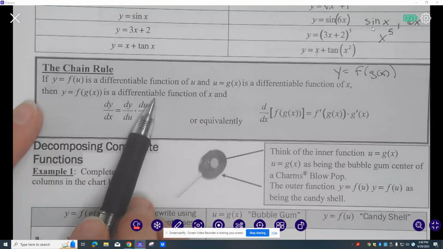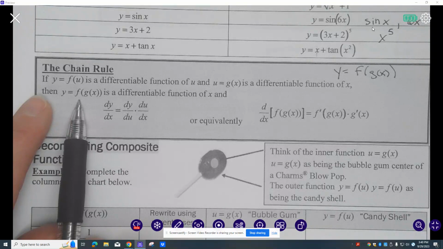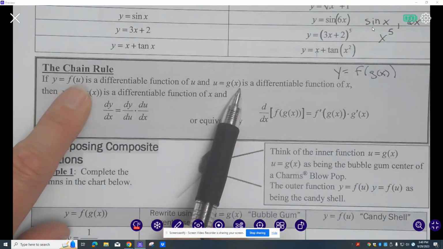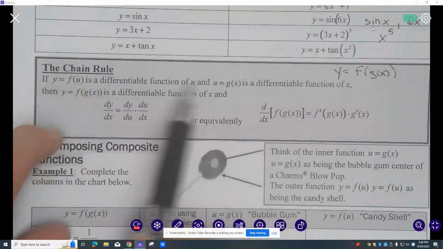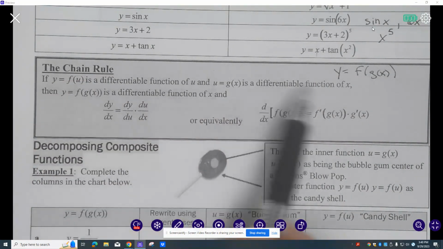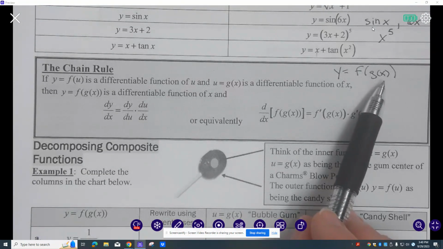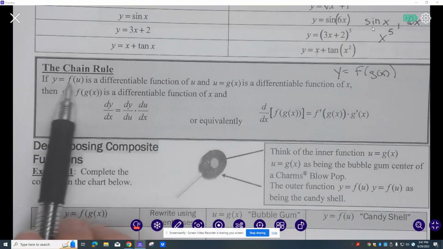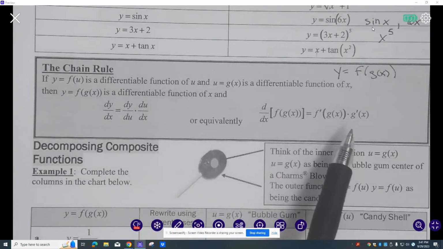Is also differentiable. So in order for a composition to be differentiable, both the outside and the inside function need to be differentiable, because this starts out if f is differentiable, that's the function on the outside, and g is differentiable, that's the function on the inside. Then the composition is differentiable, and this is how you find it.